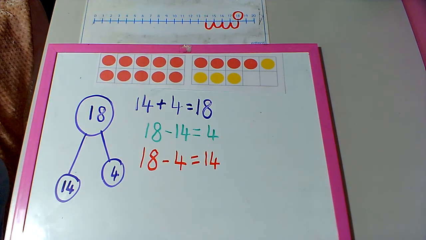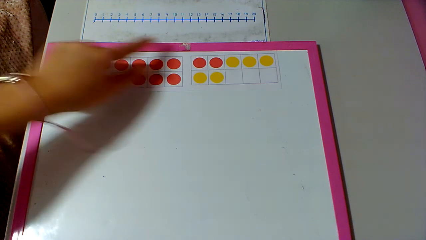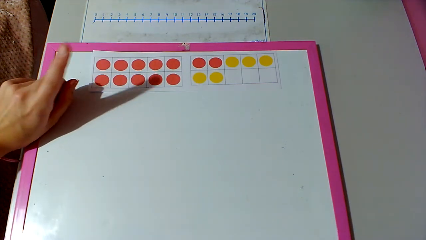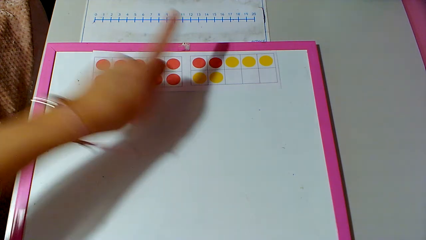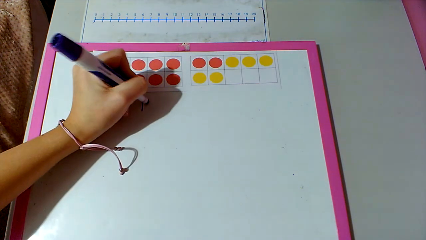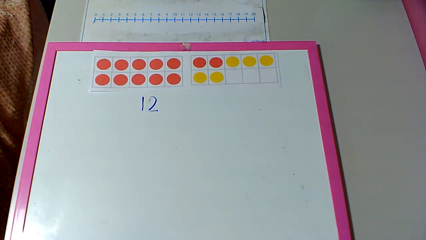Let's try one last example all together. So we've got our last example now. Remember, we are going to do our addition sentence first. So we are adding together our red and yellow counters. So let's count up our red counters first. This tens frame is full, so we already know that there's 10. We just need to count on. So we have 10, 11, 12. So we have 12 red counters all together.